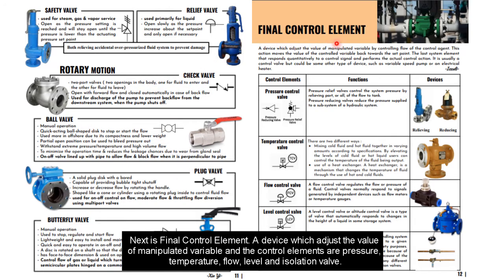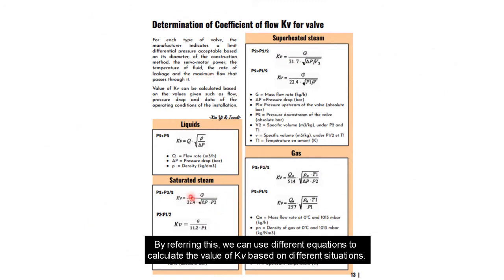Next is final control elements. It's a device to adjust the value of manipulated variables, and the control elements are pressure, temperature, flow, and level control valve and isolation valve. Refer to this, we can use different equations to calculate the value of Cv based on different situations.